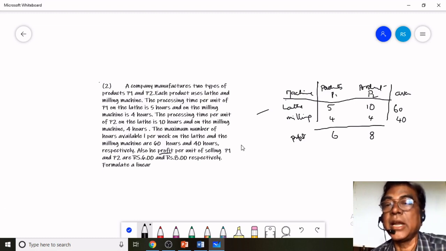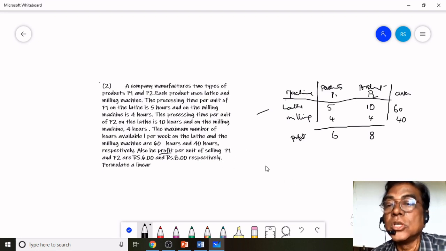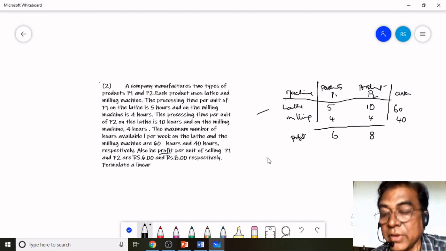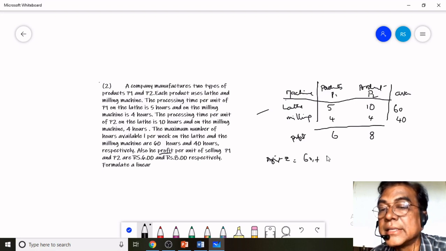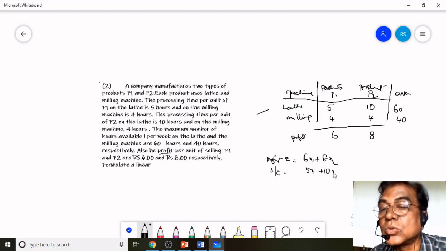Let x1 and x2 be the number of units of products P1 and P2. So for profit, write down, this is a very, very important point. Profit Z is equal to 6x1 plus 8x2. Subject to constraints, 5x1 plus 10x2. First you write down 60, don't use any symbol.